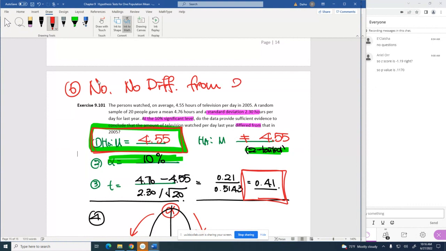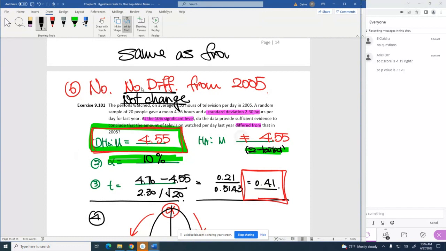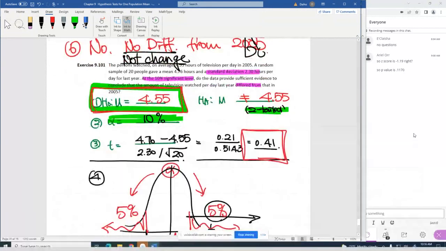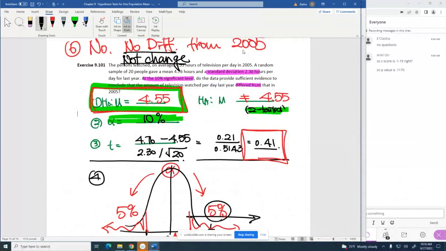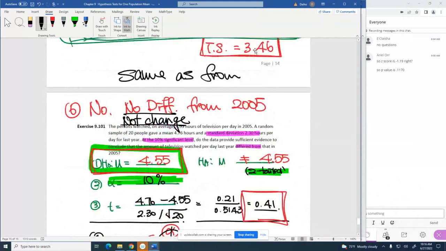from 2005. Or even you can state it's not changed, whatever. Or even simply you just say same, same as from 2005. Any one will be good. It's a no change. Okay, that's good, right?